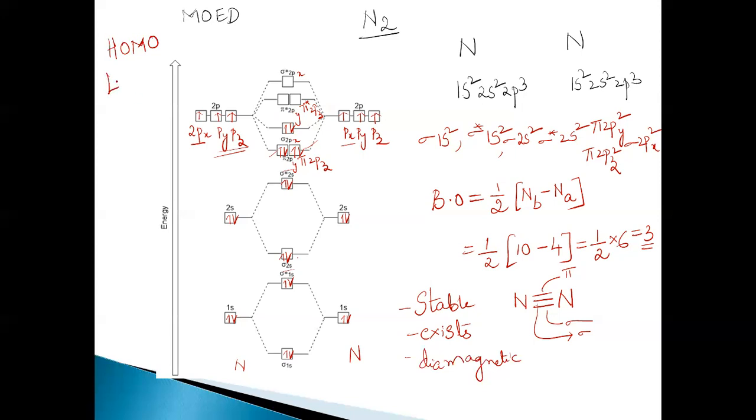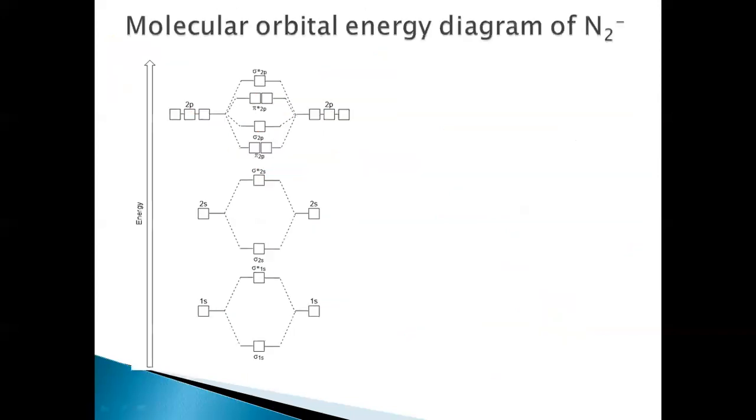And which is the LUMO here? Lowest unoccupied molecular orbital. So I mark the HOMO here, and these two are the lowest unoccupied molecular orbitals. These are the molecular orbitals at the lowest level without electrons. So where does the filling stop here? The next one will be the lowest unoccupied molecular orbital. So this is the molecular orbital energy diagram of N2, right?